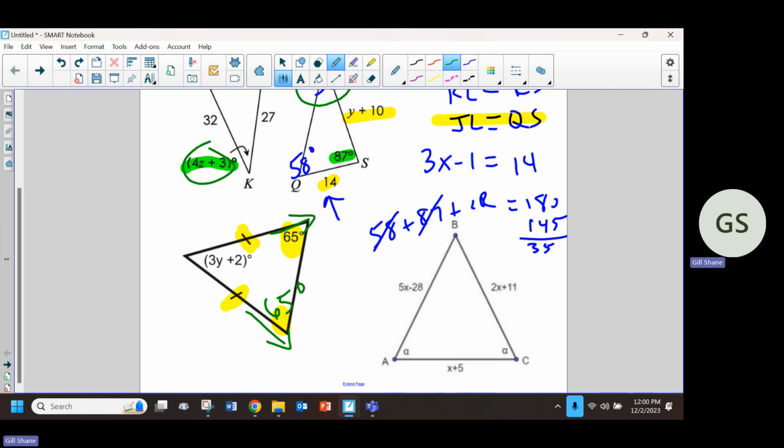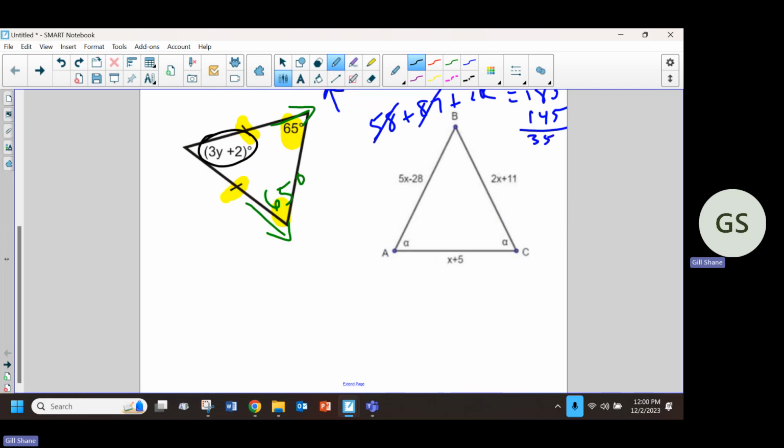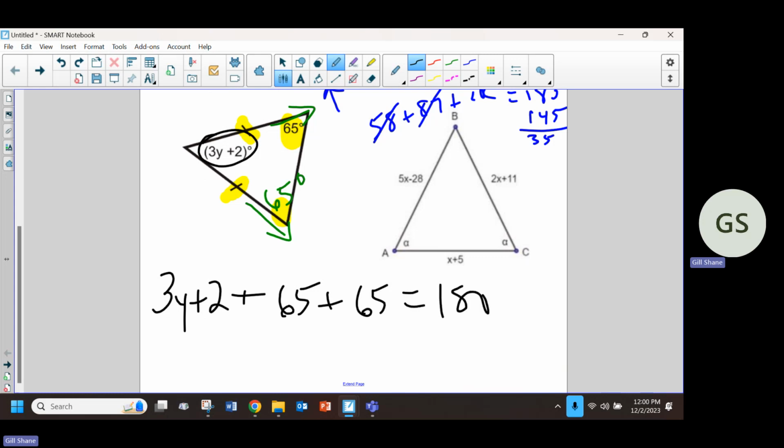Now I can set up an equation saying that those three angles, this is an angle. Everything that's in there is going to go in the equation for that angle. 3y plus 2 plus, so now the next angle, which in this case is 65, the other angle is 65, equals 180. Again, a lot of people just pick two angles.